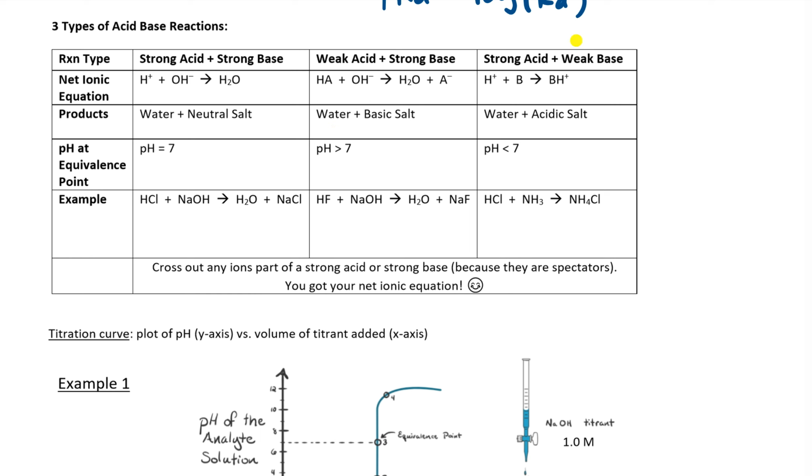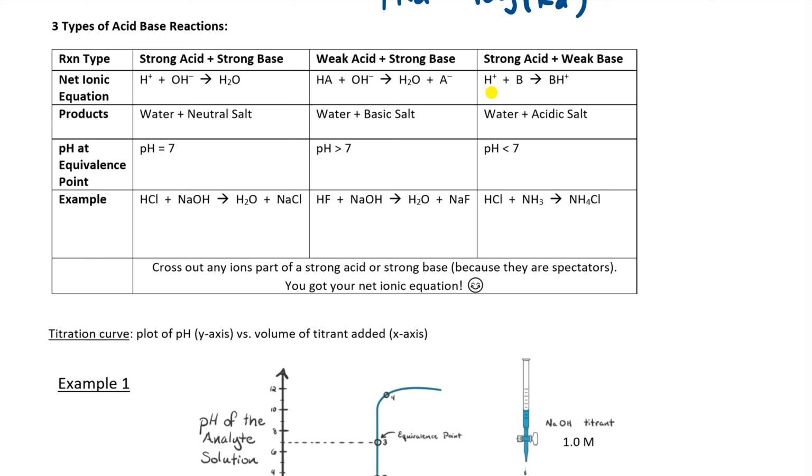Then when you have strong acid and weak base, strong acid, okay, H plus makes it down to the net ionic equation, but that weak base, same thing. The whole weak base gets written down. And what you produce is an acidic salt in water.